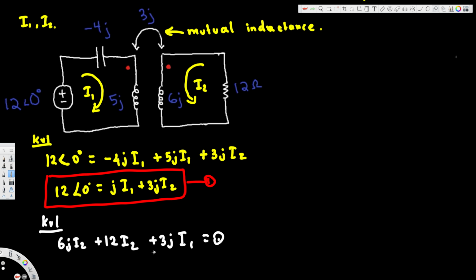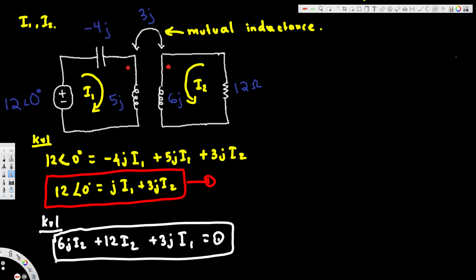Now let's see whether we can add something. This is already in good shape, right? So we can leave it like this, and then we can go ahead and solve for I1 and I2. In order to do this one, we can create a matrix.